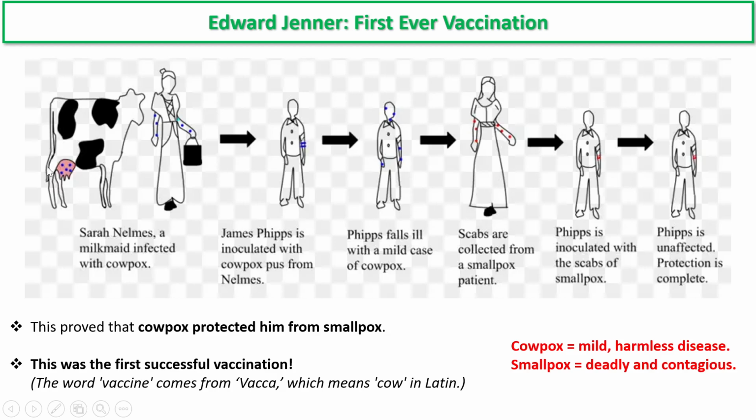So from here he noticed that something was getting transferred from the blisters of this cow to this woman, and when this thing was inoculated into the small boy, he got the illness. And again, when this same boy was exposed to smallpox, he did not get the infection. He is perfectly fine because cowpox is a very mild and harmless disease, and smallpox is very deadly and contagious. So from here he came to know that cowpox protected him from smallpox. So something coming from the infected cow was acting as a vaccine for smallpox. So this was the story of Edward Jenner. Have you understood it better now by seeing the image?